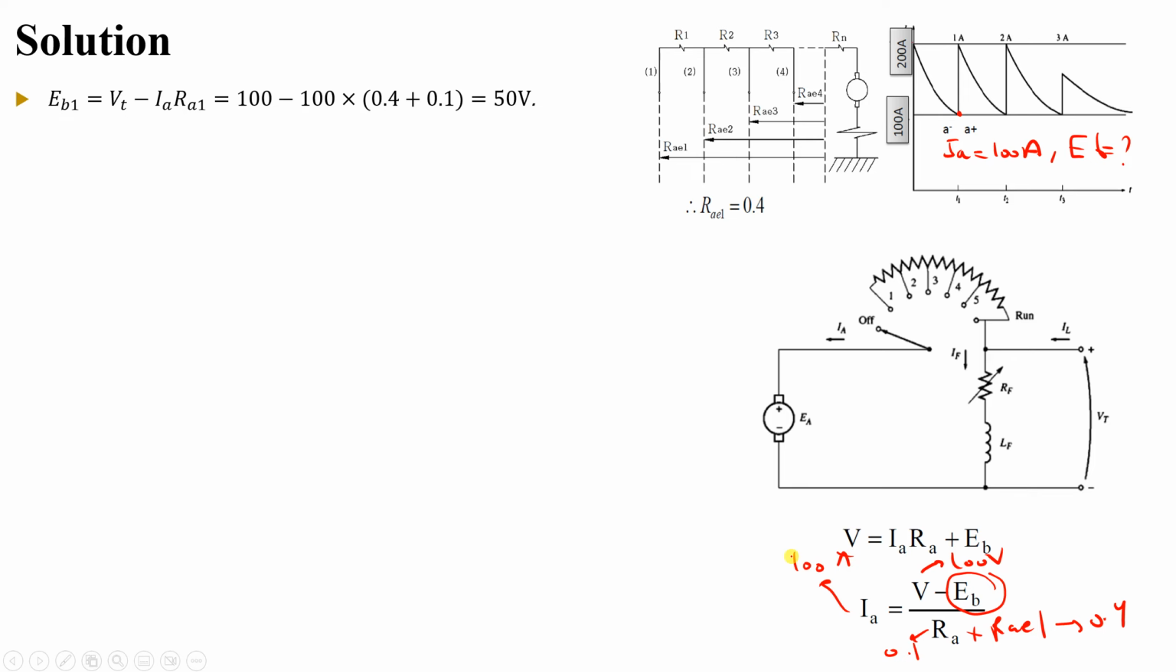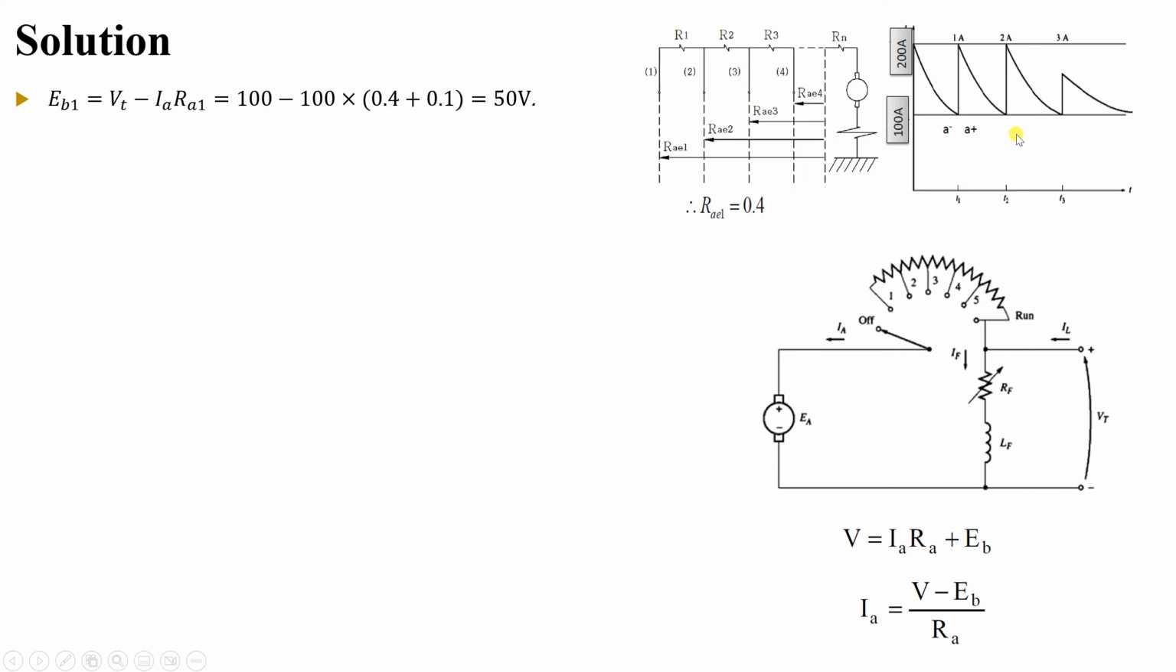So E back will be V minus I armature R armature. So we have 100 volt, our supply, minus 100 amperes at this point, times the total resistance, which is 0.1 plus 0.4. So it means that in order for our current to go from 200 to 100, we need 50 volt generated as an E back. Okay, very nice.